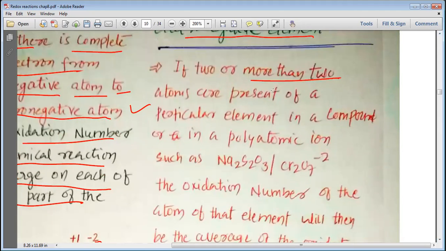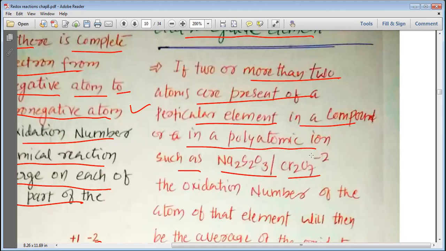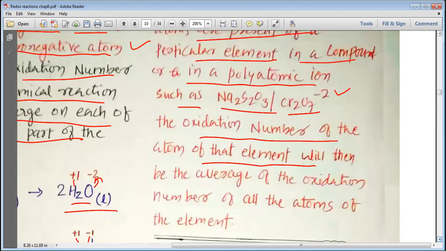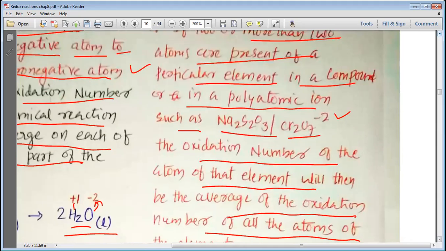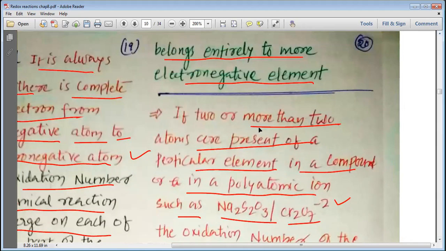If two or more than two atoms are present of a particular element in a compound or in a polyatomic ion such as Na2S2O3 or Cr2O7-2, the oxidation number of the atom of the element will then be the average of the oxidation number of all the atoms of the element. Please understand this. It is very interesting for us to know this.